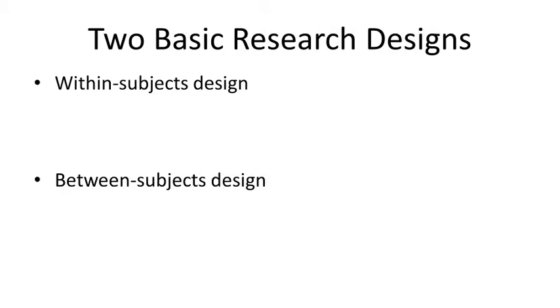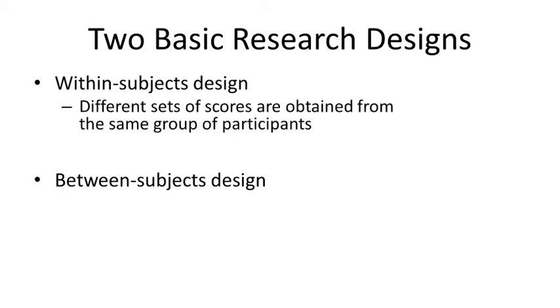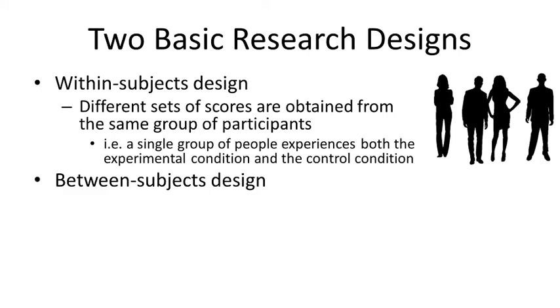Now, if you're going to be doing an experiment, there's one of two basic research designs you can use. They're called the within subjects design and the between subjects design. With the within subjects design, you're basically getting different sets of scores obtained from the same group of participants. To put it another way, you're going to have a single group of participants who will experience both conditions, the experimental condition and the control condition.